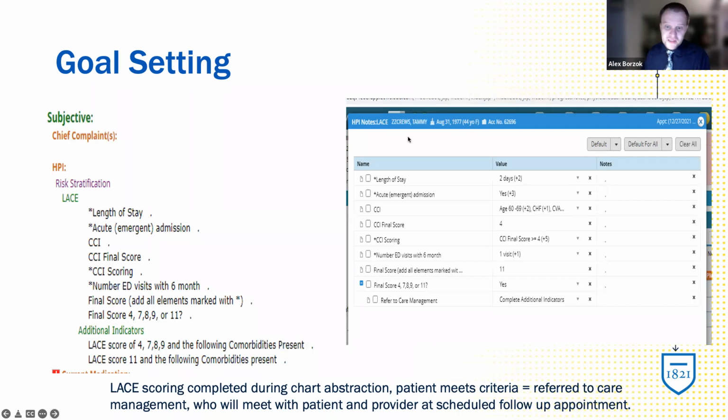So we have all this, they get down through, they complete all of this, so they get the final score at the end. So it's LACE score of 11. Then we check on this box, the final score, is it the LACE score 4, 7, 8, or 11? Yes, it is. So then this pops up as you need to complete additional indicators. And this is where the provider and the care manager are sitting down with the patient in the initial follow-up visit, is where this is going to be completed.